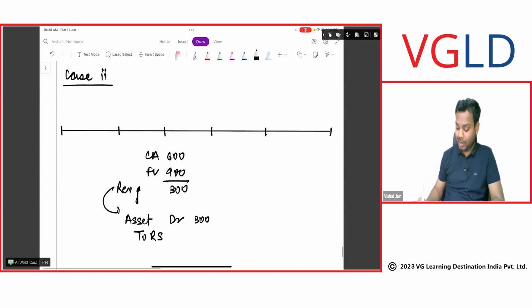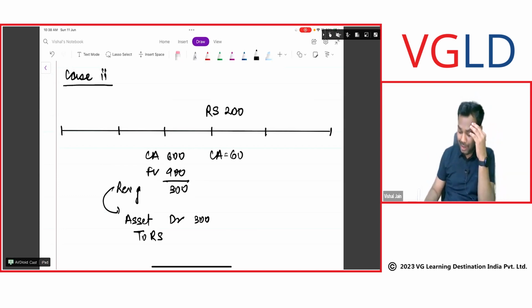So here it will be 300 divided by 3, 100 will be transferred to retained earnings. So here the balance of revaluation surplus will be equal to 200. Now what is the carrying amount of the asset? The carrying amount of the asset will be how much? 600 again. Now what is the fair value? The fair value is 350.